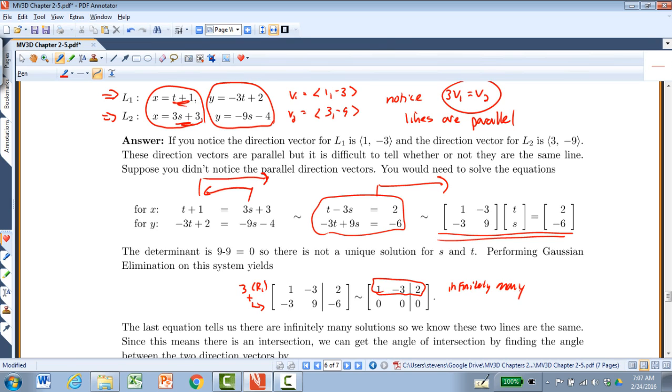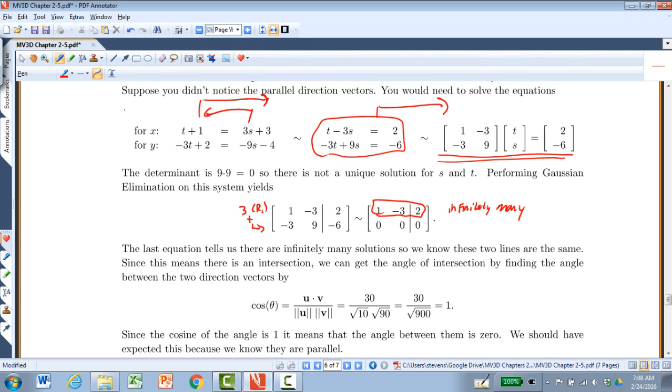Right, so what it's saying is that if you go back to these two lines, which are parallel, there are infinitely many places where they intersect. In other words, these two lines are the same. Right, so infinitely many points of intersection.